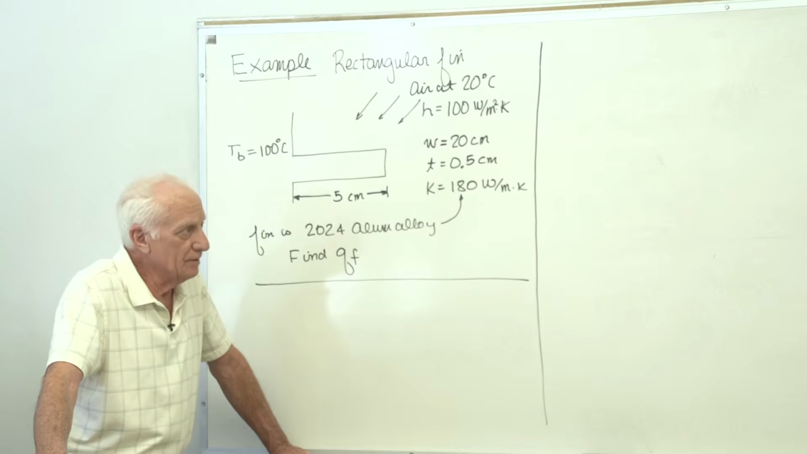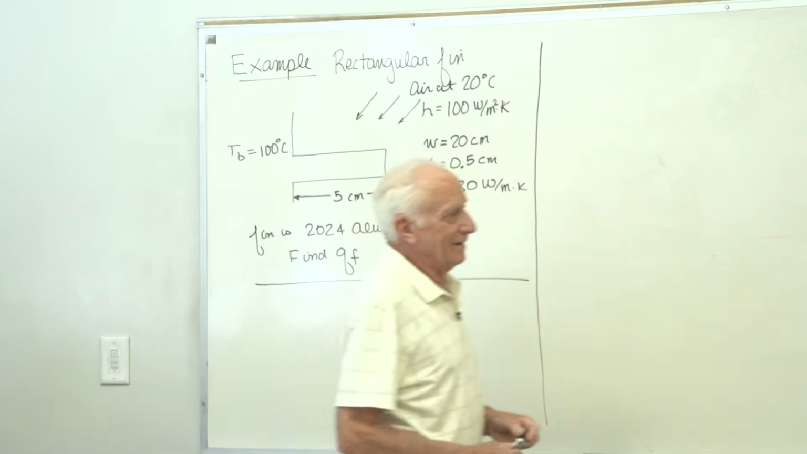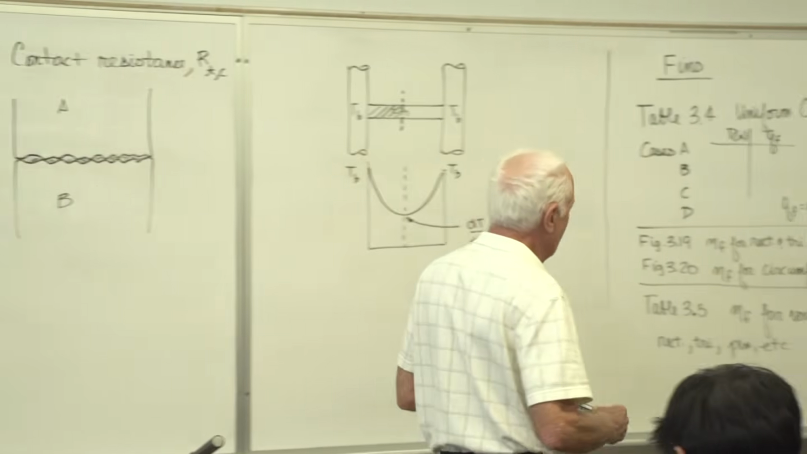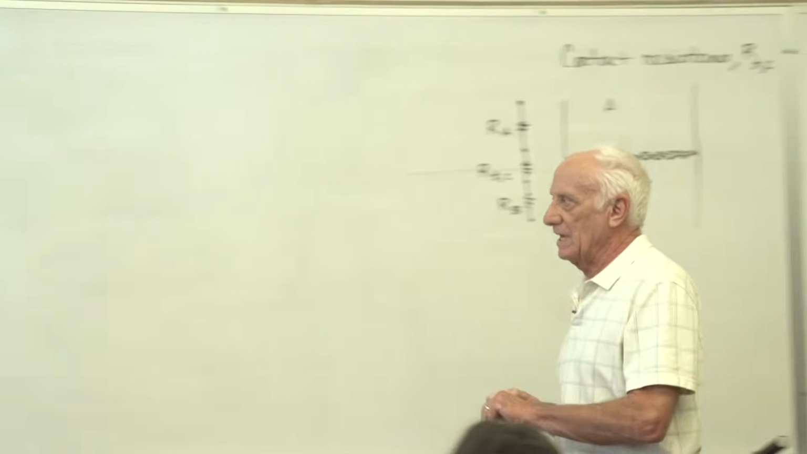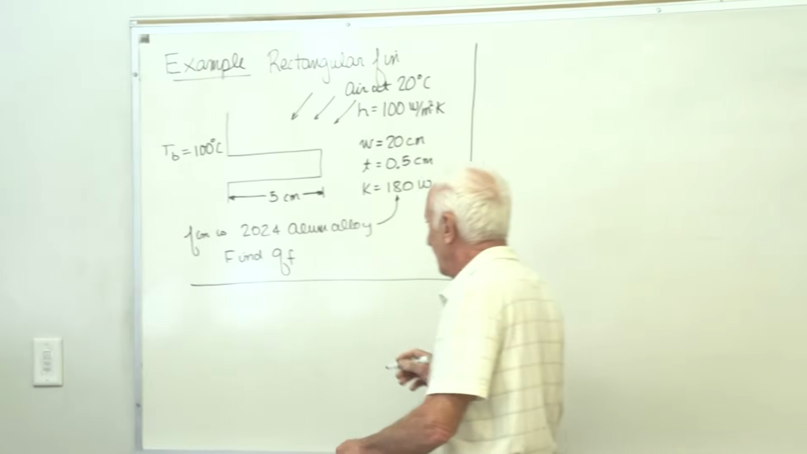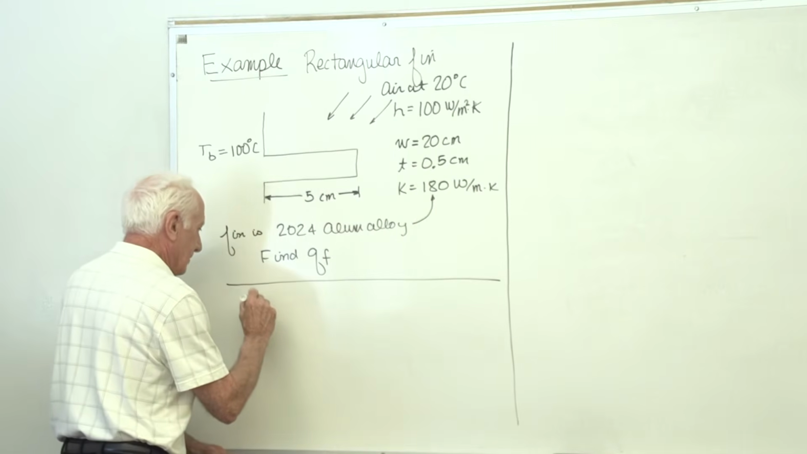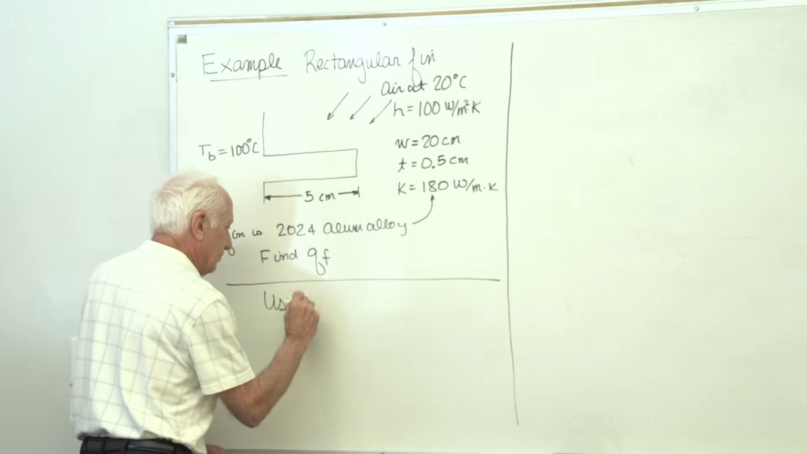Find the heat lost by the one fin. Is it a fin of uniform cross-section area? Of course it is. So we can use table 3.4. So we'll use table 3.4 to start. I'll put that down here.